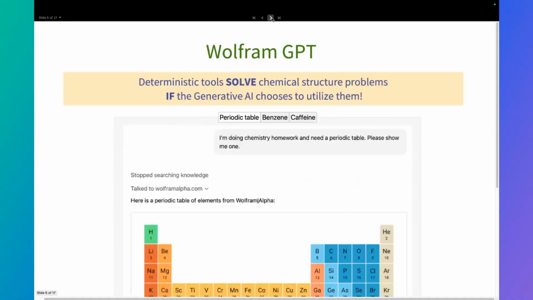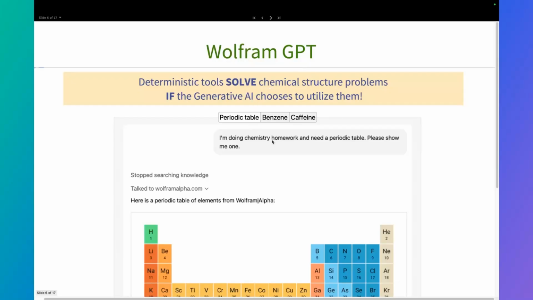But it turns out that Wolfram GPT, which is the modern evolution of our plugin for ChatGPT, solves that. If you give it deterministic tools, such as the Wolfram Cloud or Wolfram Alpha, then you can nail down the results for structure. But of course, this comes with a caveat: if the generative AI, whether it's Google's or OpenAI's or somebody else's, is still a probabilistic model, it may choose, like a human student, to not use the tool that you've given it. And if it does that, then all bets are off.